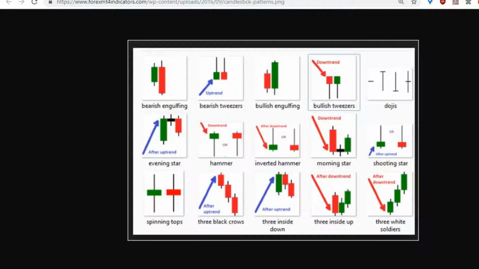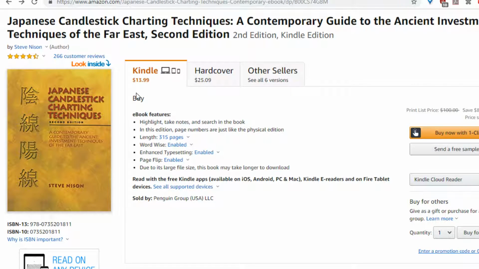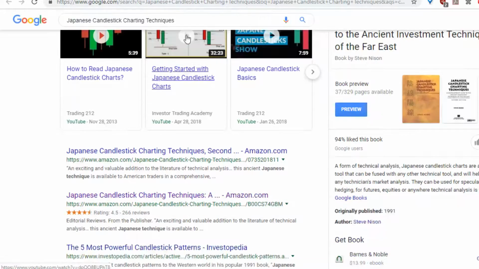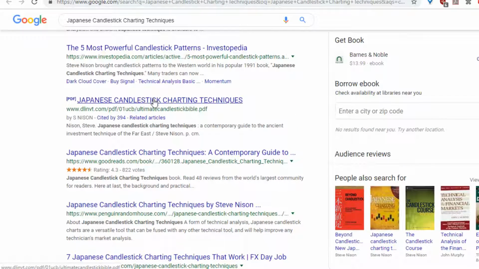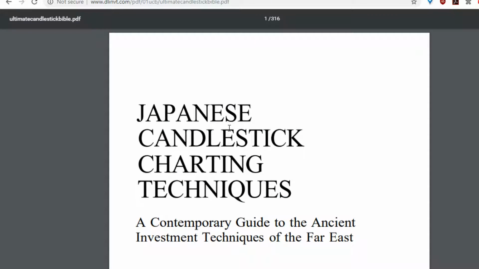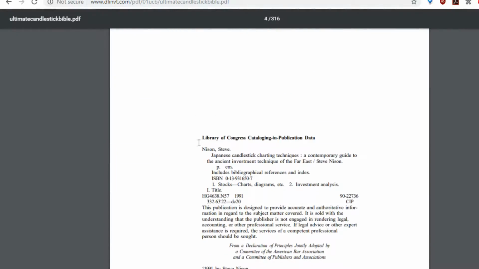There's all kinds, and there's a good book I recommend everyone should read, Japanese Candlestick Charting Techniques, and you can find a PDF. I didn't buy this. Let me see if I can find it. I think the Forex subreddit had one, but yeah, this should be it here. The Ultimate Candlestick Bible. Yeah, this is the one I read, I'm pretty sure. And everyone should read this. I mean, this is a must-read, especially if you're a beginner, because this explains everything.